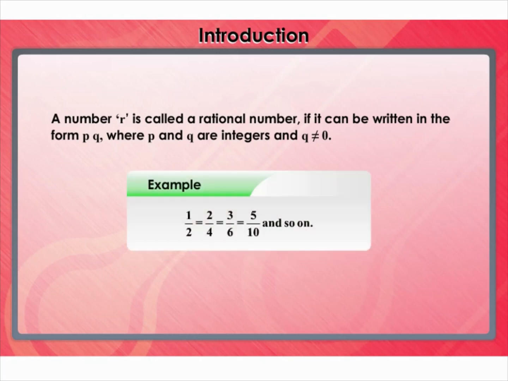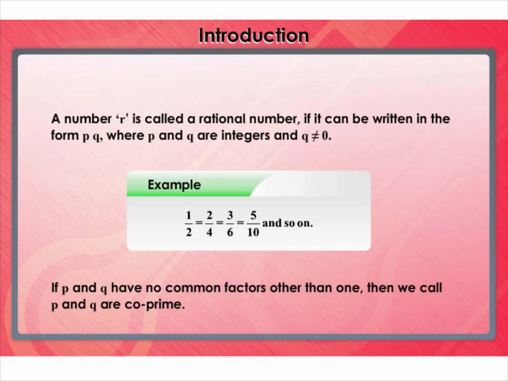Consider another example. 1 by 2 is equal to 2 by 4 is equal to 3 by 6 is equal to 5 by 10, and so on. These are equivalent rational numbers or fractions. If P and Q have no common factors other than 1, then we call P and Q as co-prime. We know there are infinitely many rational numbers between any two given rational numbers.